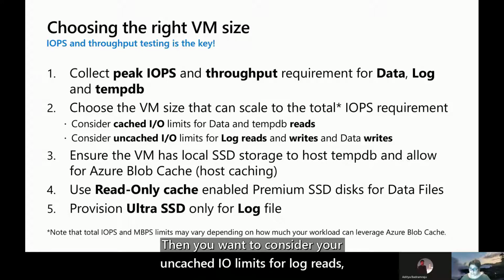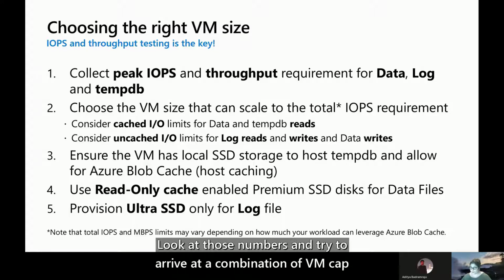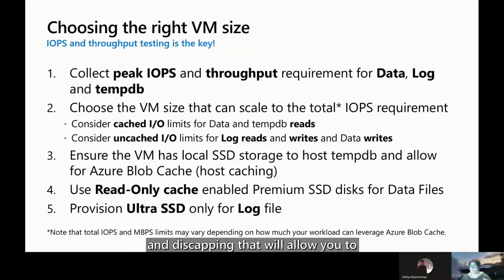And then you want to consider your uncached IO limits for log reads, writes, and data writes. Those are the IOs that are not going to be able to leverage the read-only caching. So look at those numbers and try to arrive at a combination of VM cap and disk capping that will allow you to scale to the needs of the workload. Make sure when you choose a VM size that you choose a VM size that has local SSD, because not all VM sizes have that. Those M series and E series ones do.